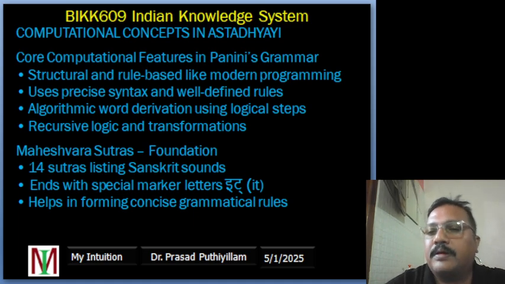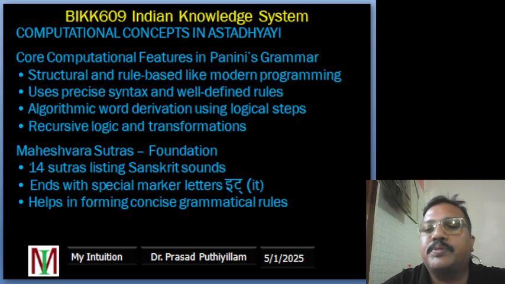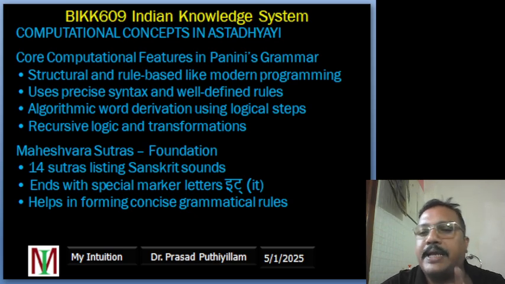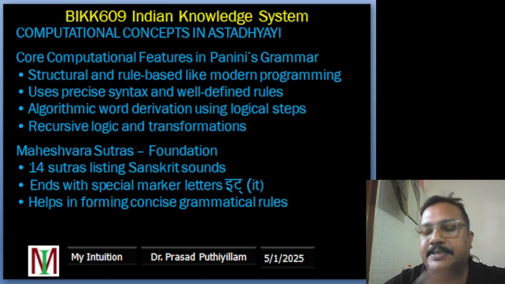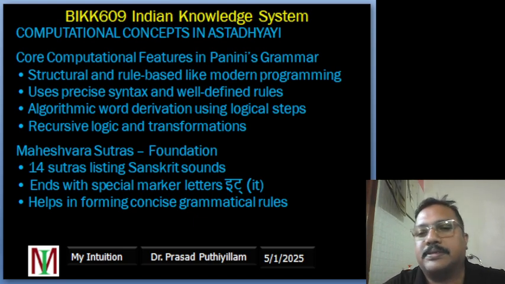So he used the Maheshwara Sutra, which groups together vowels and consonants in a clever and very compact way. Each sutra, or sound formula, ends with a special letter called the it marker. This letter is not pronounced, but it is used like a label or a tag. It tells us where the group ends, and this marker allows Panini to refer to a set of sounds using shortcuts in his grammar rules.